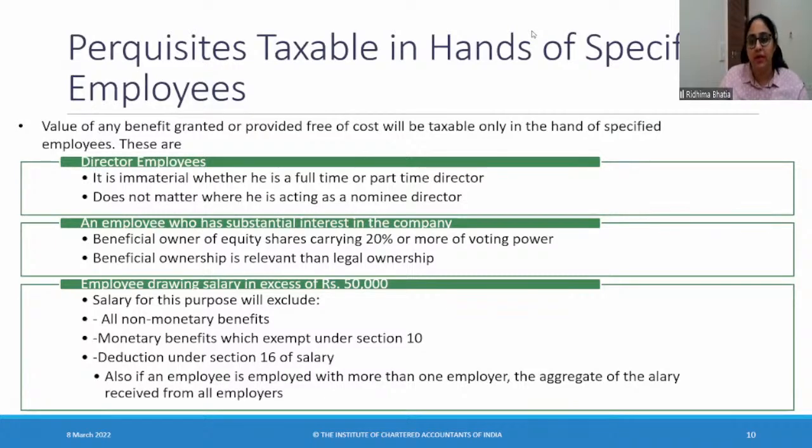LTC is never paid lump sum. Kanish, definitely I'll take a question, but first we'll cover the salary part, okay?